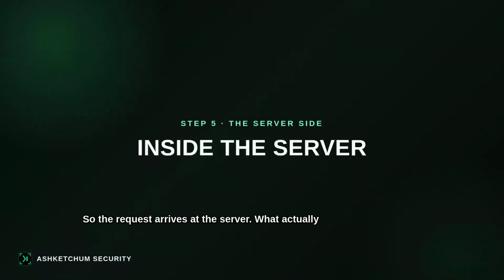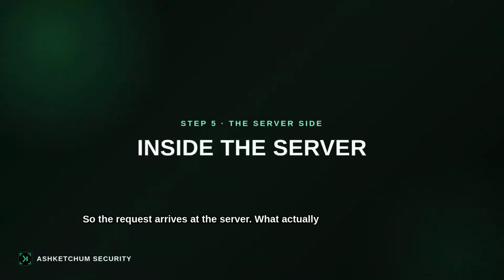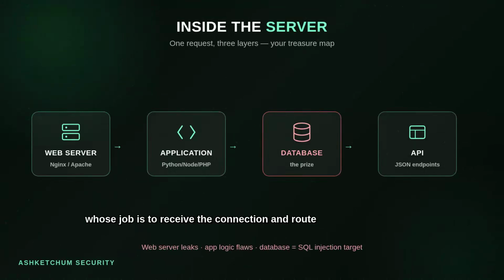So the request arrives at the server. What actually happens there? A server is rarely one thing. It's usually a stack. First, the request hits a web server, software like Nginx or Apache, whose job is to receive the connection and route the request. It might serve a static file directly, like an image or a style sheet, or for anything dynamic, it hands off to the application, the backend code, written in something like Python, Node, PHP, or Java.